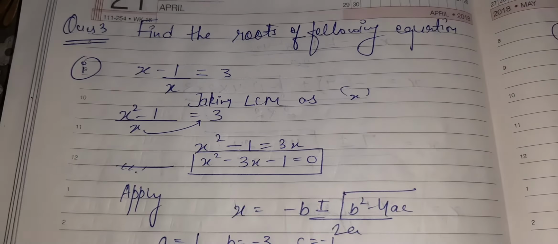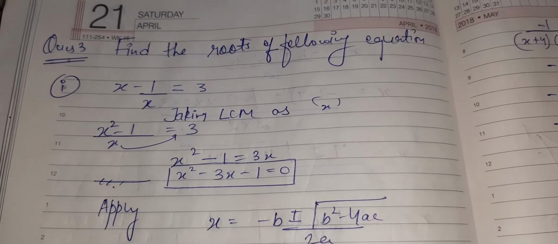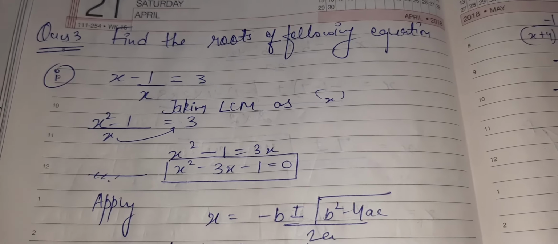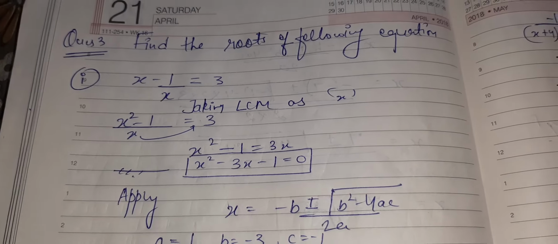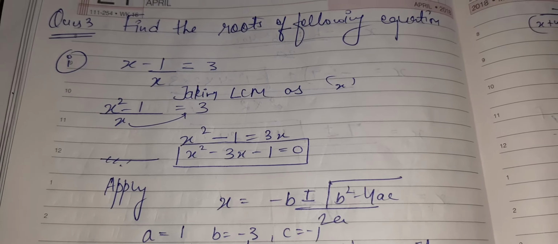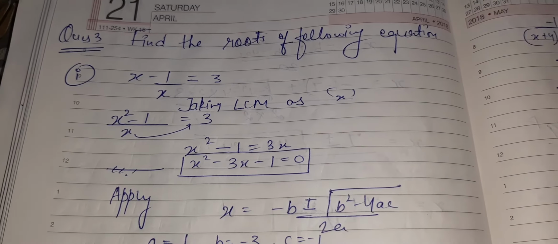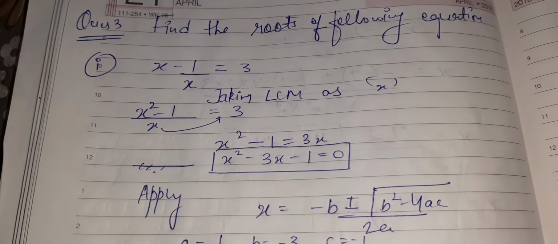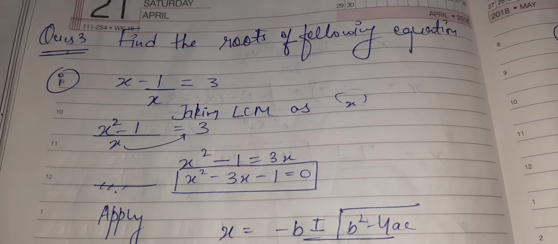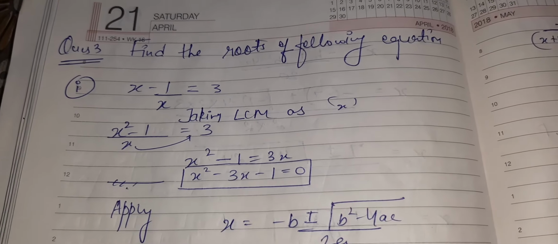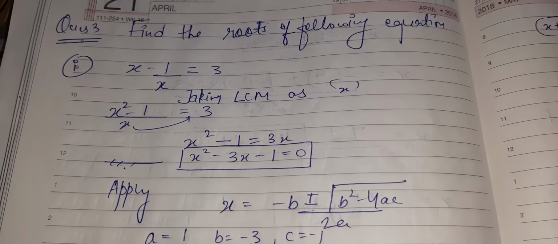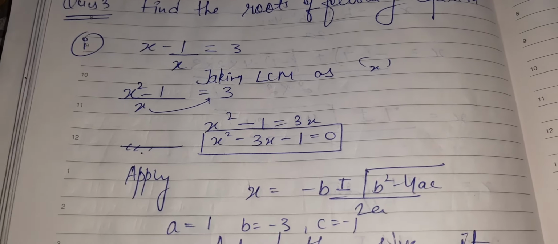Do the remaining parts. Find the roots of the following equations. Question number 3. Word problems are deleted from this chapter. There is no need of doing the word problems now. They are no more a part of this chapter. So from exercise 4.3, only 3 questions are there which we have to do.